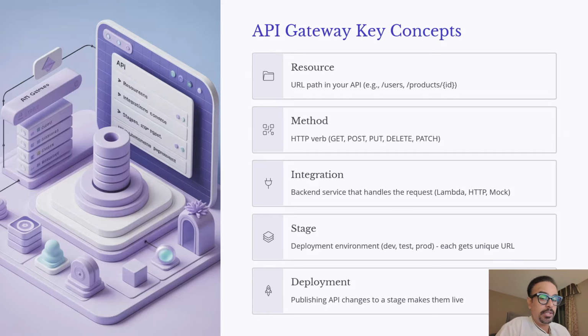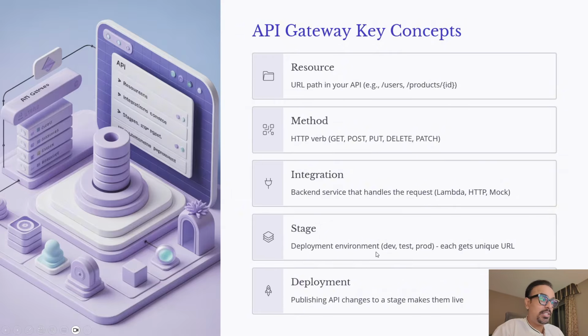Then comes the integration. So this is the backend service that actually handles the request. It can be a Lambda function, an HTTP endpoint, or even a mock integration for testing without a real backend. When we create the API Gateway, you are going to encounter each and every core concept that I'm talking about right now. So pay attention, because we are going to create users, we are going to use GET, and then we are going to use Lambda over here for our invocation.